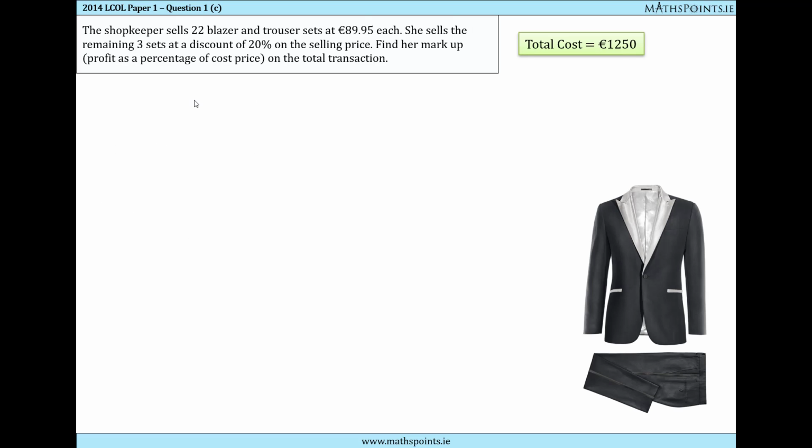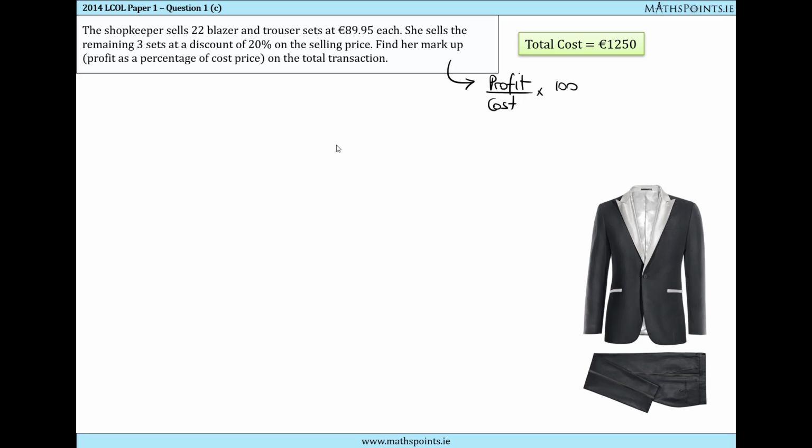So there's a good bit of work then in the C part. We're told that a shopkeeper sells 22 of the 25 sets for €89.95 and then sells the remaining 3 sets at a discount of 20% on the selling price. So we want to find her markup on the total transaction. Now the markup is where you write the profit over the cost price, and then we obviously multiply that by 100 to turn it into a percentage.